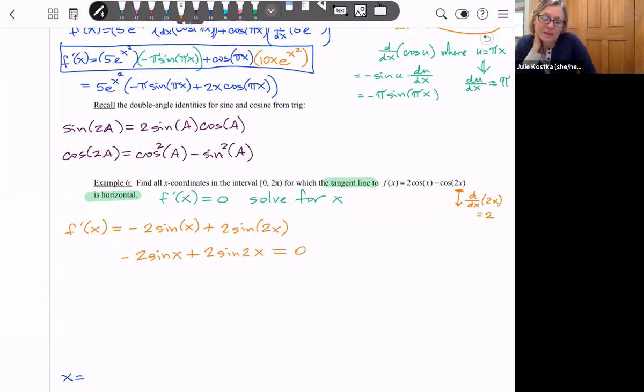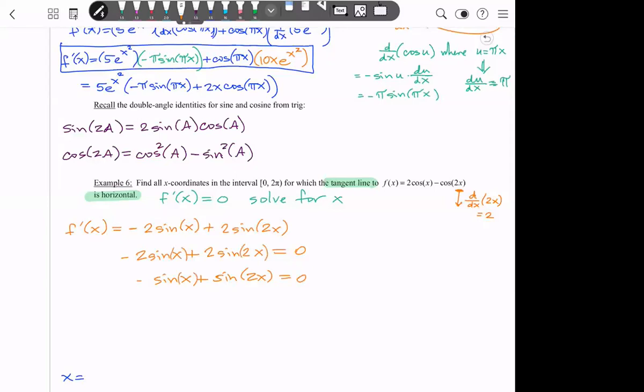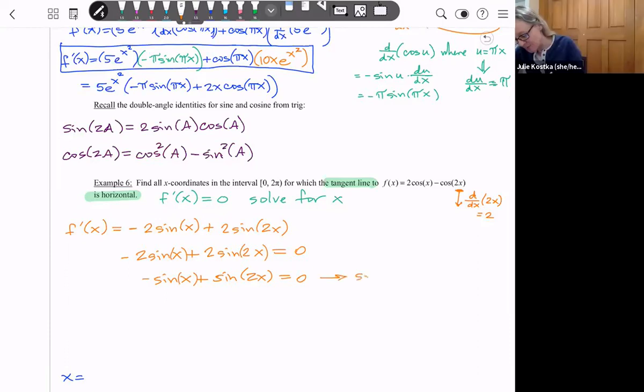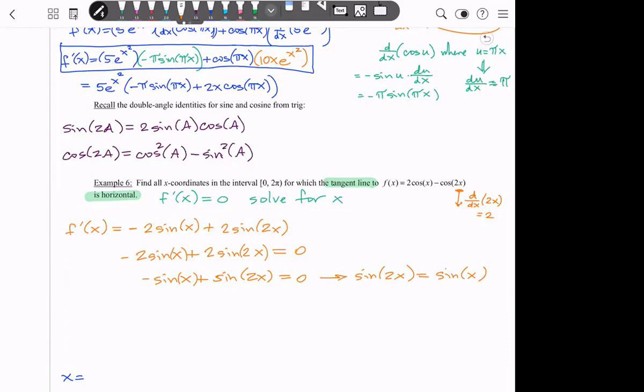Well, I feel pretty clever that I can divide 2 away everywhere. And so I have negative sine x plus sine of 2x. That 2x is inside the sine function. Can you solve that as it stands? Not easily. What if I rewrote it? Sine of 2x equals sine of x. Does that help anybody? You want to divide both sides by sine and you could be left with 2x equals x and your answer is x equals 0? Wait, what? You wouldn't do that, right?